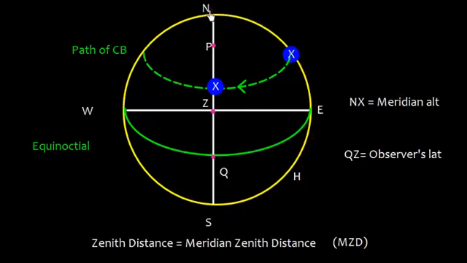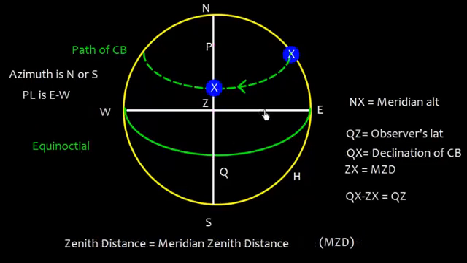So this N to X is the meridian altitude, and X to Z is the zenith distance, and we call it the meridian zenith distance. That means that is the zenith distance of the celestial body when the body is passing through the observer's meridian.